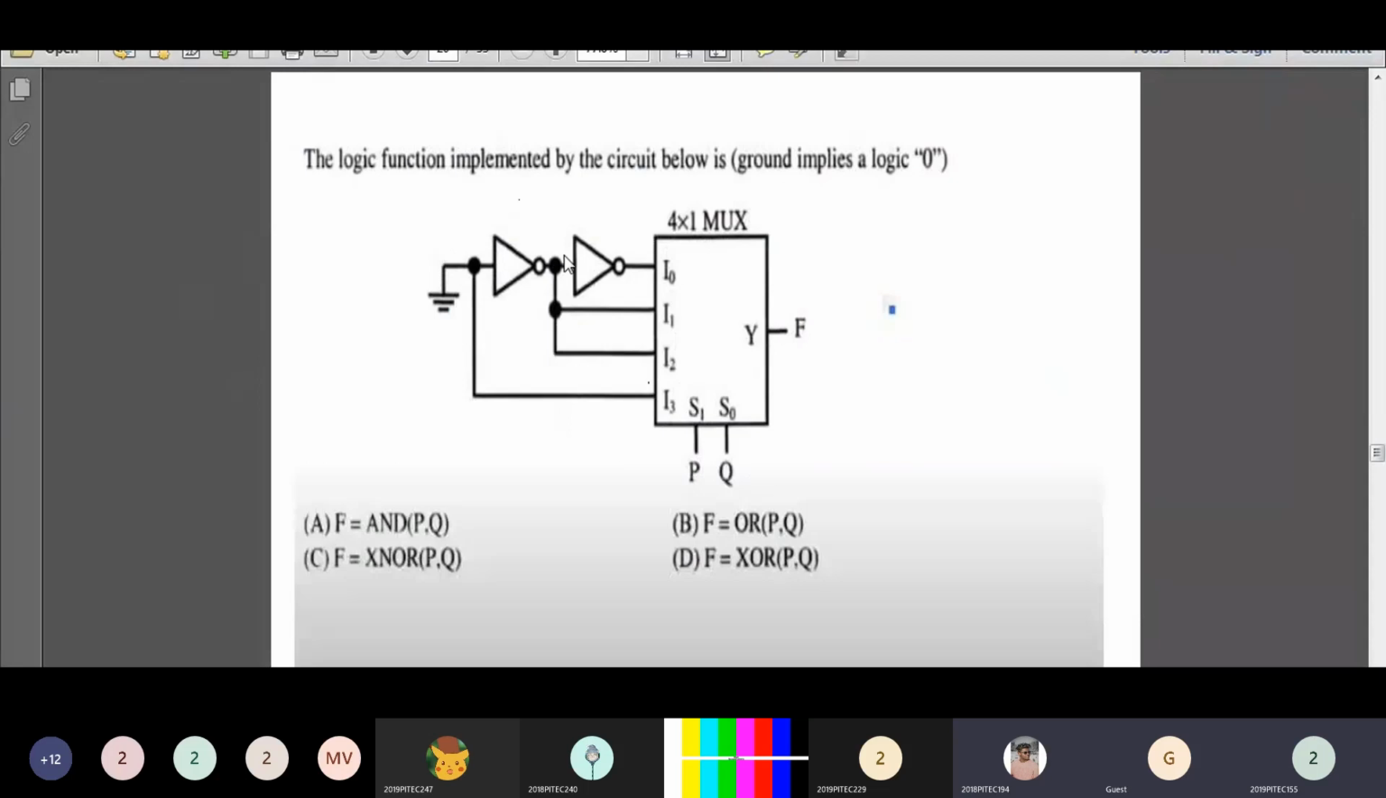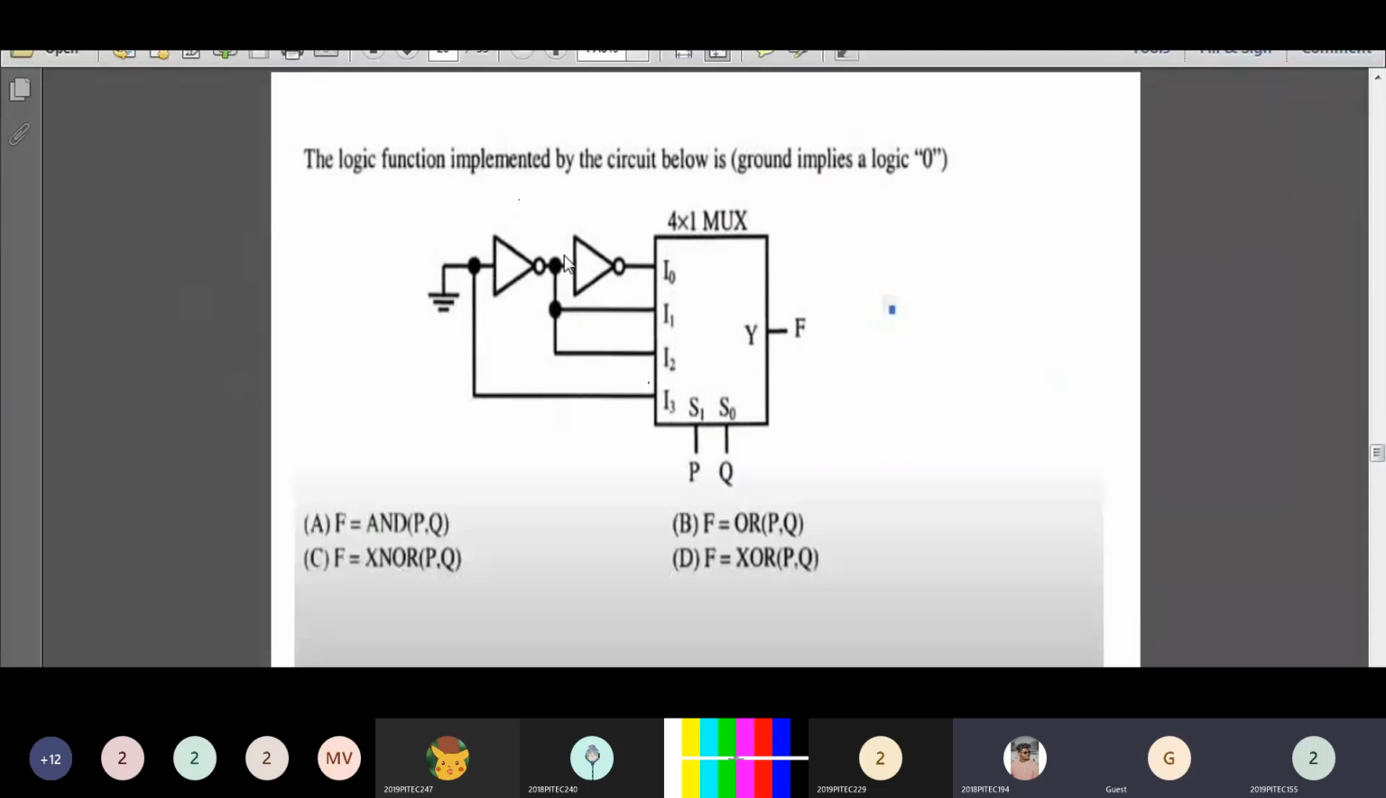As we know, the output of the first NOT gate is 1, so that 1 is connected to I0. I1 is connected to 1 and I2 is also connected to 1. So both inputs are connected to logic 1. While writing the final expression, you have to consider the inputs I1 and I2. Now let's come to the fourth one, I3, which is connected to ground. Ground represents 0, so while writing the expression, there is no need to consider I3.